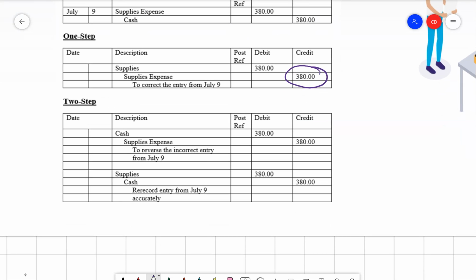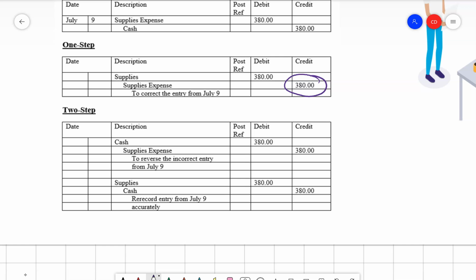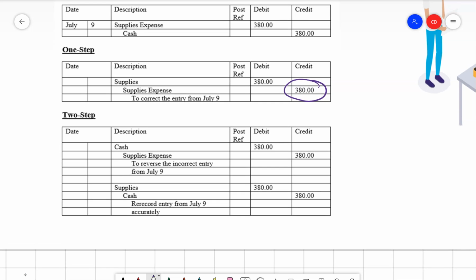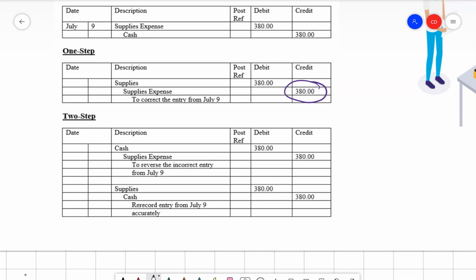All right, now here's what the 2-step would look like. We will take the cash and supplies expense and reverse them, right? So the first entry is reversing. And the second entry is the recording of the correct entry.